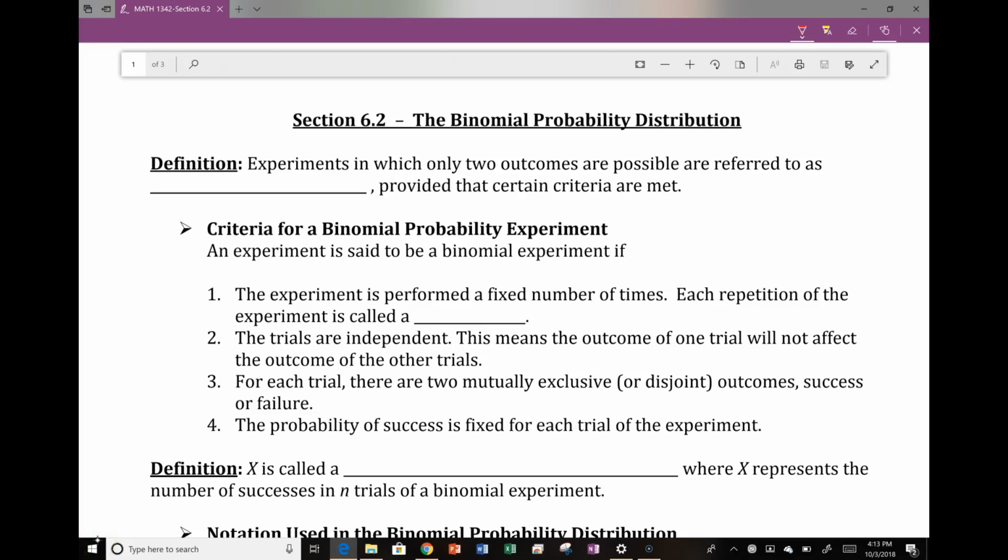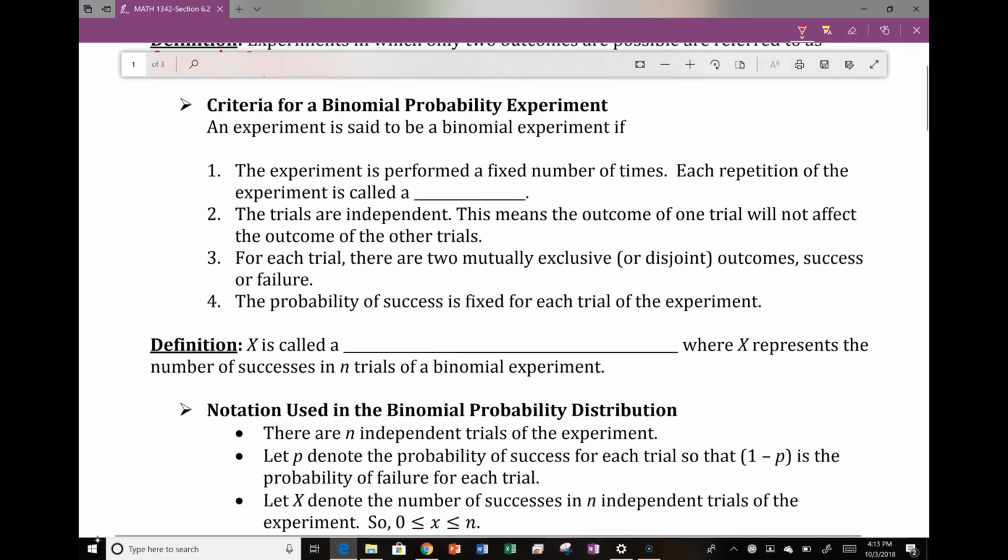In this video, we want to begin discussing binomial probability distributions. Binomial probability distributions are those in which there are only two possible outcomes. So when we look at binomial experiments, they are ones in which you only have two possible outcomes, but they also have to meet some other criteria.